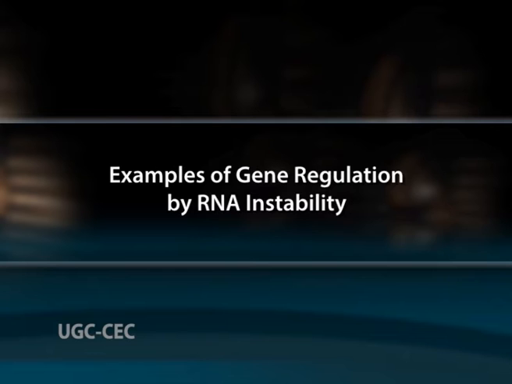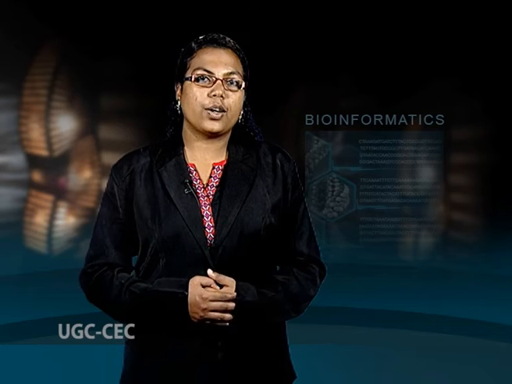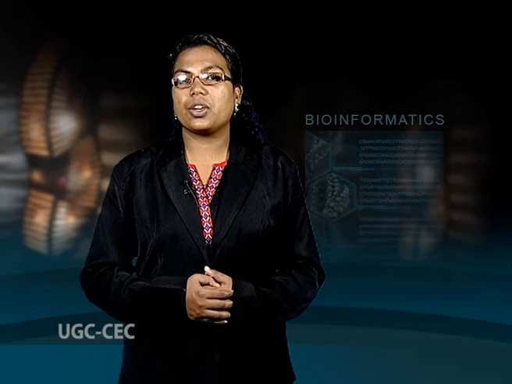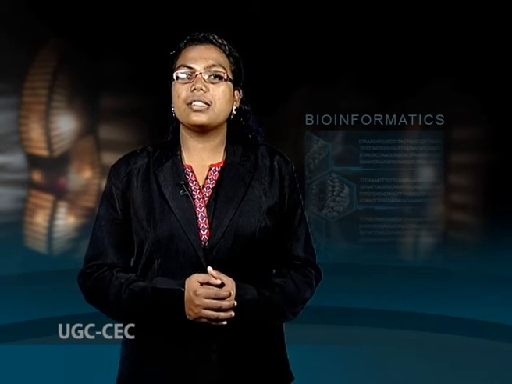Now, let us see some examples of gene regulation by RNA instability. The stability of alpha and beta tubulin mRNA may change depending on the availability of alpha-beta dimers. The more alpha-beta dimers are available, the less stable are alpha and beta tubulin mRNA. If tubulin polymerization is inhibited with colchicine, the amount of alpha-beta dimers increases. Further, alpha-beta tubulin dimer production is stopped through selective destabilization of alpha and beta tubulin mRNAs.